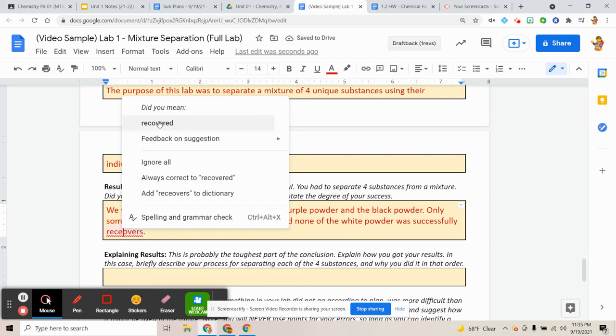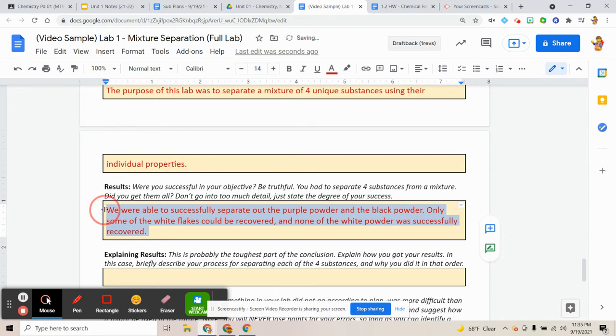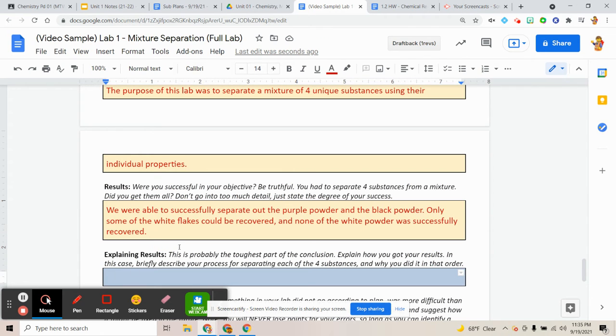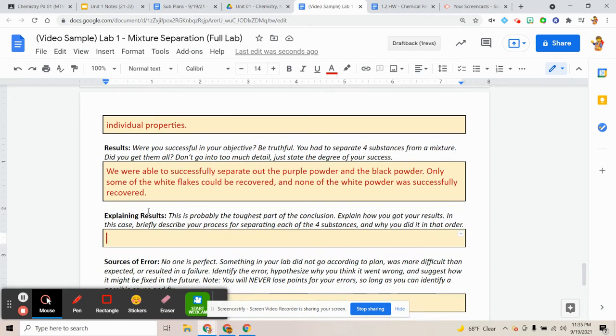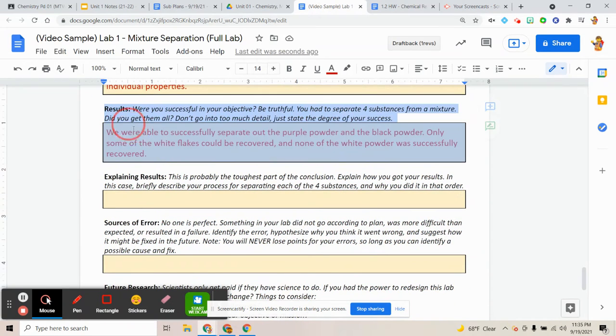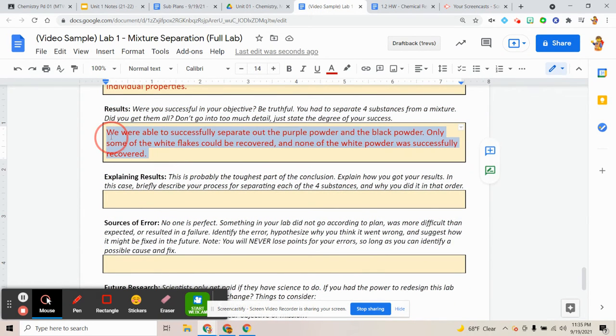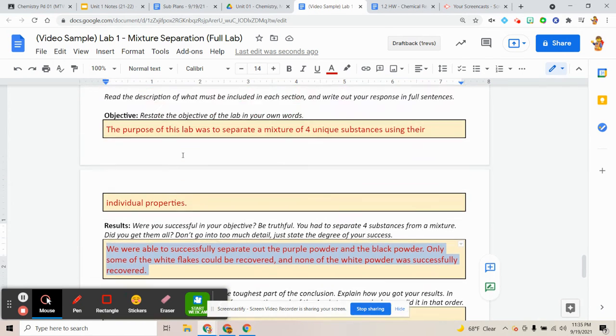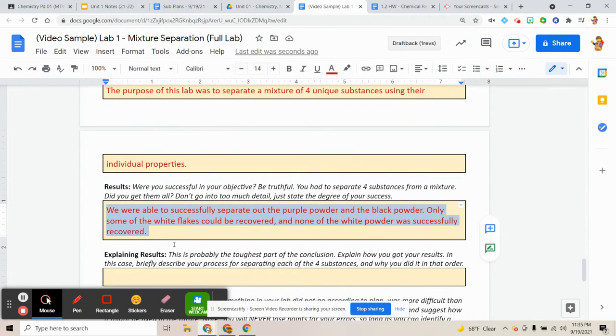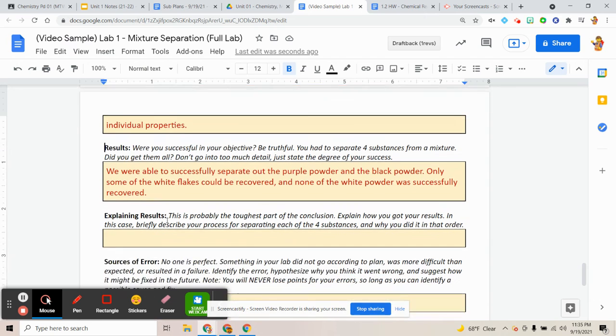Spell check. All right. Again, you're not going into detail here about why you were successful in one aspect and not in another. You're going to explain that down here. But for the results section, you keep it short. It is one or two sentences max. You just briefly say, we were able to, or the objective was met, or part of it was met, or the thing we were testing failed. Keep it short and sweet.